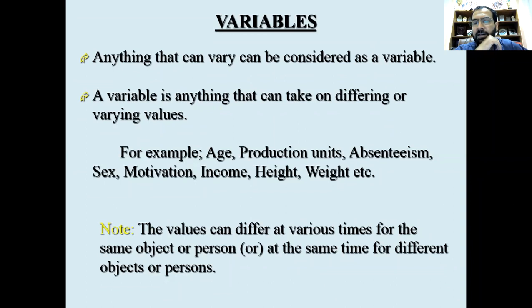The values can differ at various times for the same object, or at the same time for different objects or persons. So those values might change. The inflation rate will not remain the same in the country. That inflation rate changes over a period of time. It changes every month, and it is being reported. The change is recorded quarterly, and yearly as well. Sometimes it increases, sometimes it decreases. So there is always a variation.